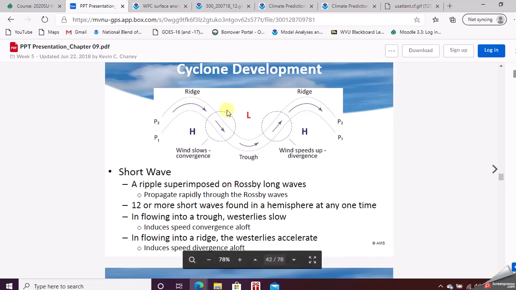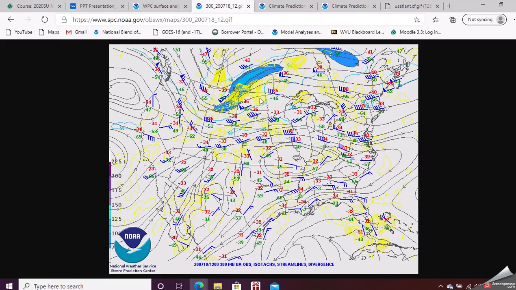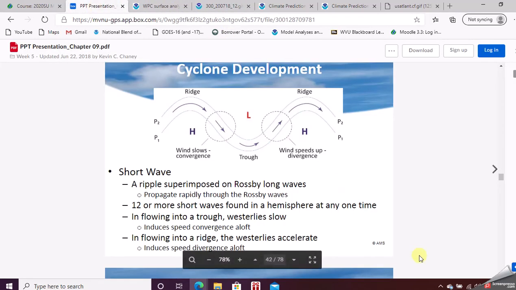Cyclones develop where there's a ridge, trough, see winds slow down. You get convergence in there aloft, so you're pushing downwards, so you're developing high pressure there. But if here winds speed up, you're getting low pressure. So this is the general area you're looking. When you look at this 300 millibars, I would look for low pressure in here. I would look for high pressure back in here. So this is something you're learning again about the total picture of the atmosphere.